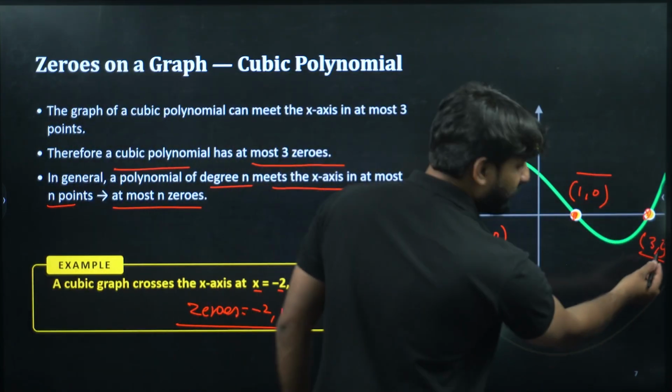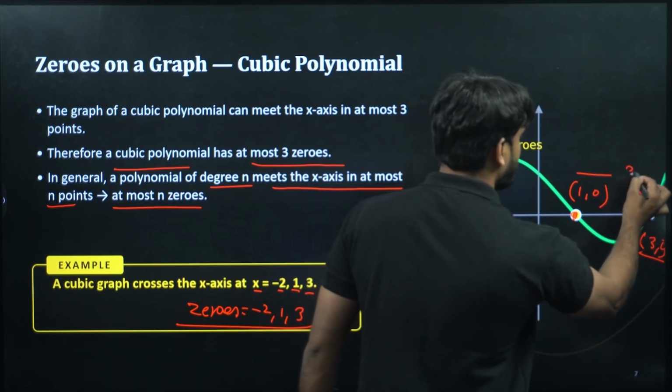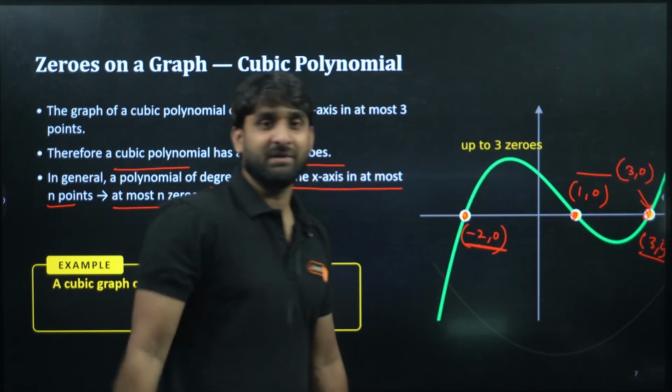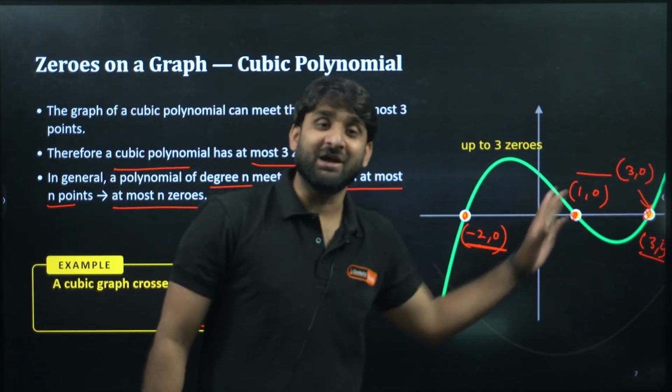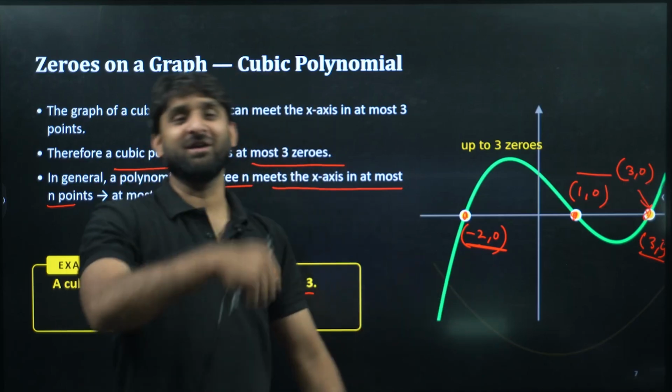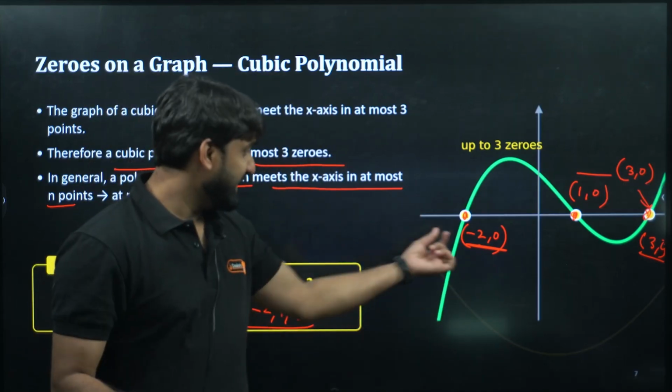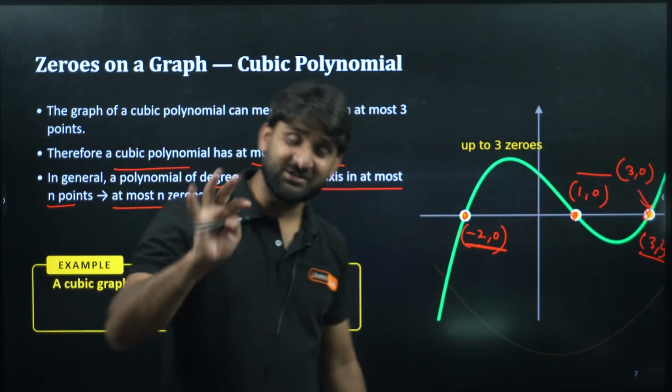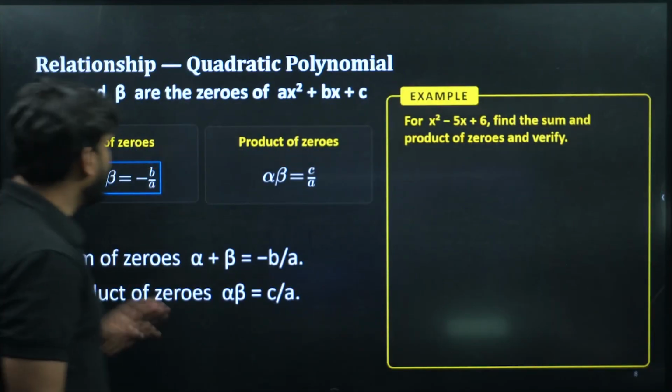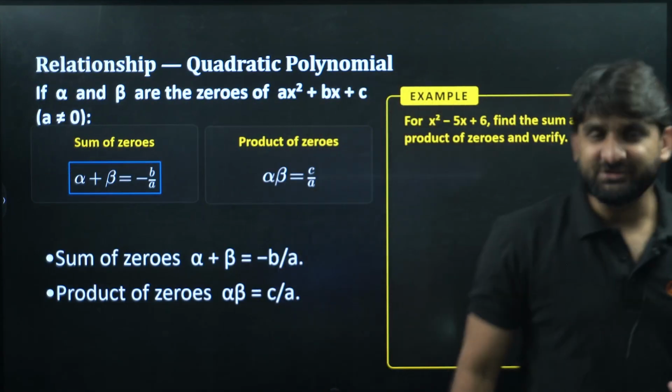It is not visible to you guys. So this point here is (3, 0). Right? So in all these 3 points, the y coordinate is 0. And if the y coordinate is 0, those x values, the x coordinates, will be the zeros. Okay, moving ahead. So now a new concept.